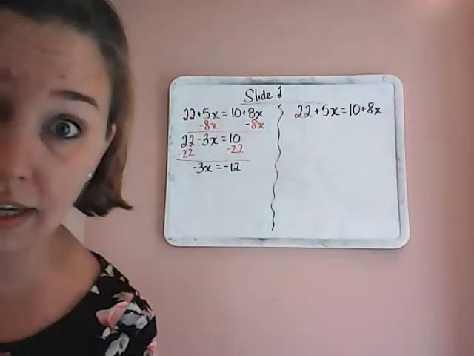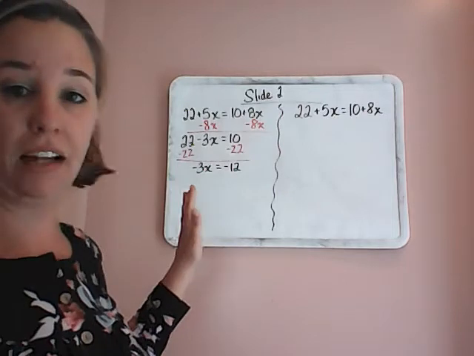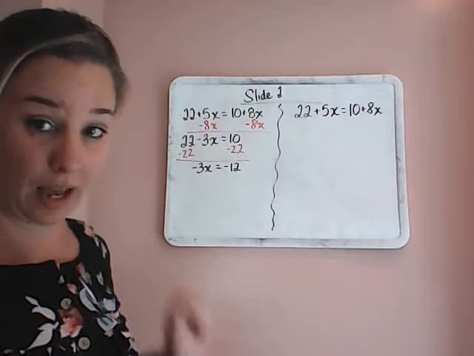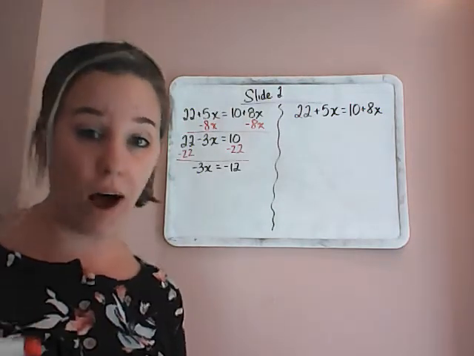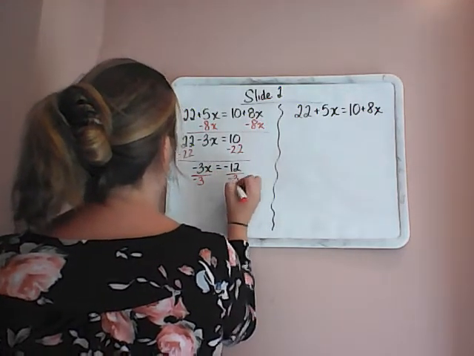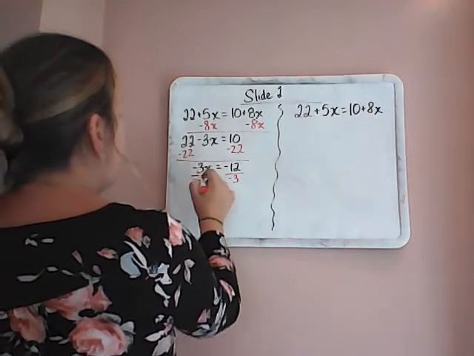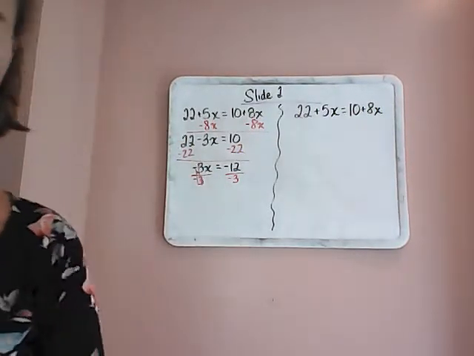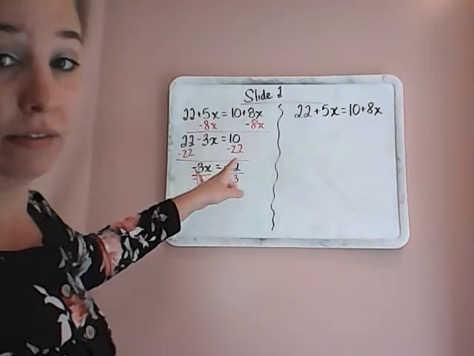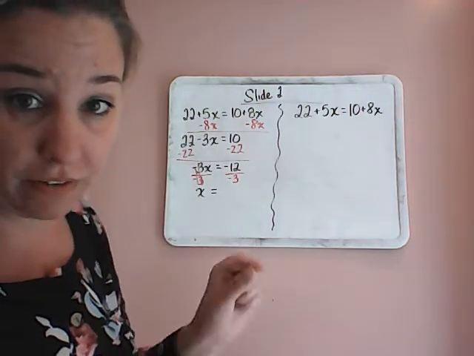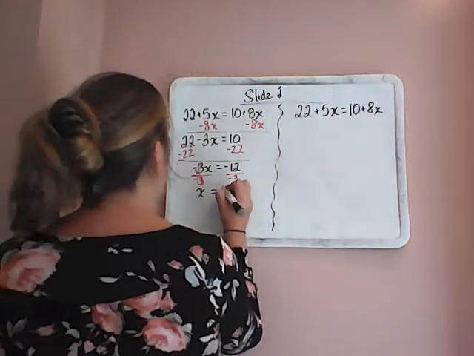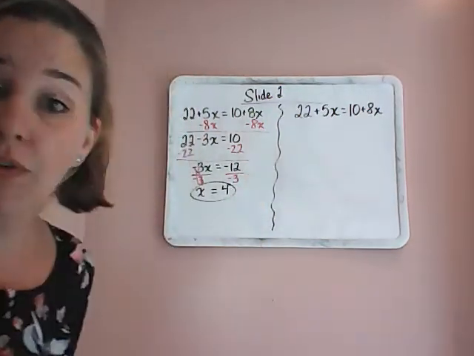And here we are at our one-step equation at this point, right? We have negative 3x equals negative 12. So since it's negative 3 times x, we're going to divide off that negative 3. Negative 3 divided by negative 3 is 1. It basically canceled out. So you are left with x equals, and then negative 12 divided by negative 3. Negative divided by negative is a positive. 12 divided by 3 is 4. So your final answer is x equals 4.